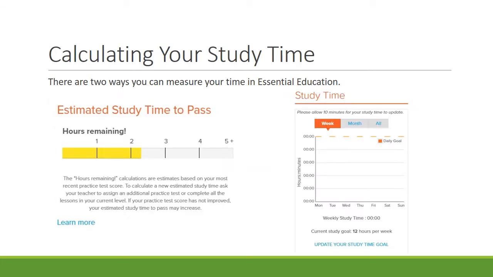Here are 2 ways that you can measure your study time in Essential Education. First, take a look at this estimated study time to pass. This bar will show you how many hours are remaining for you to pass this specific subject. This is an estimate, so depending on how you perform on future practice tests, you may actually need less hours slated to pass. Take a look and see how this yellow bar will go down to indicate how many hours are left for you to pass a subject.